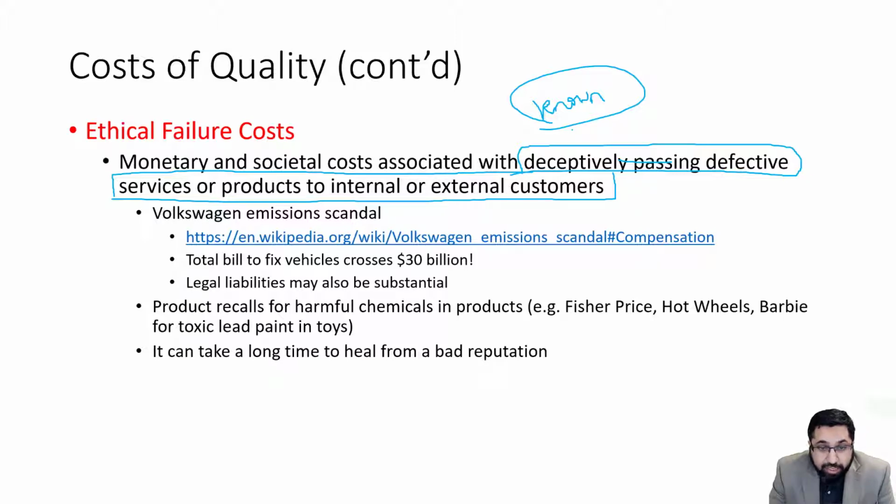There have been cases where lead was found in toys, and when the companies were caught for not being serious about keeping harmful metals away from toys, they had to do recalls and so forth. It can take a long time to heal from a bad reputation. So knowingly shipping out defects can have huge costs.